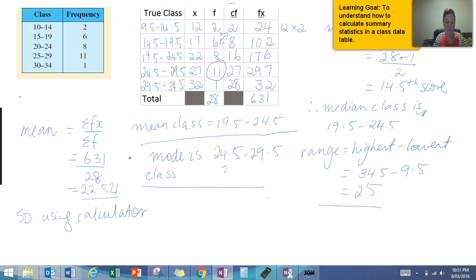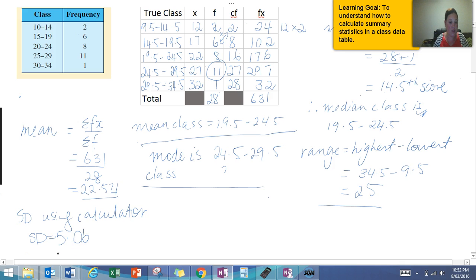So 5 pieces of data. Remember, alpha 6 equals, and it tells me my standard deviation is 5.06 for this set of data. So standard deviation is equal to 5.06 for this set of data.